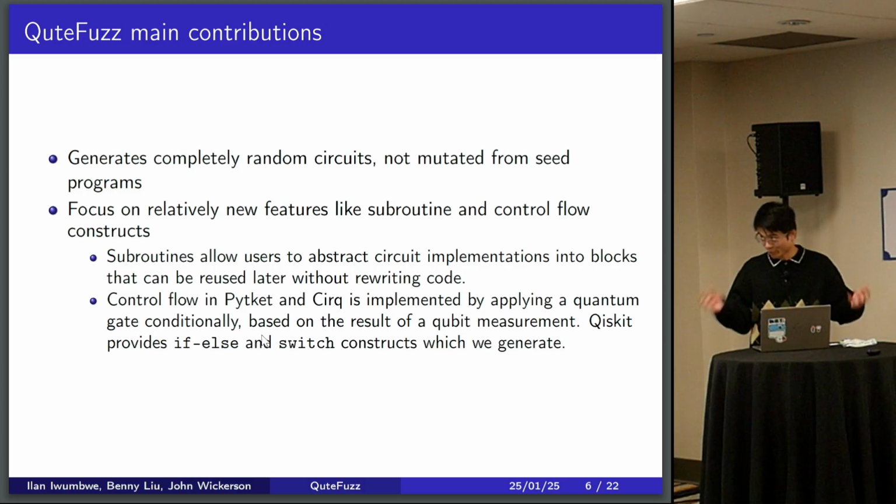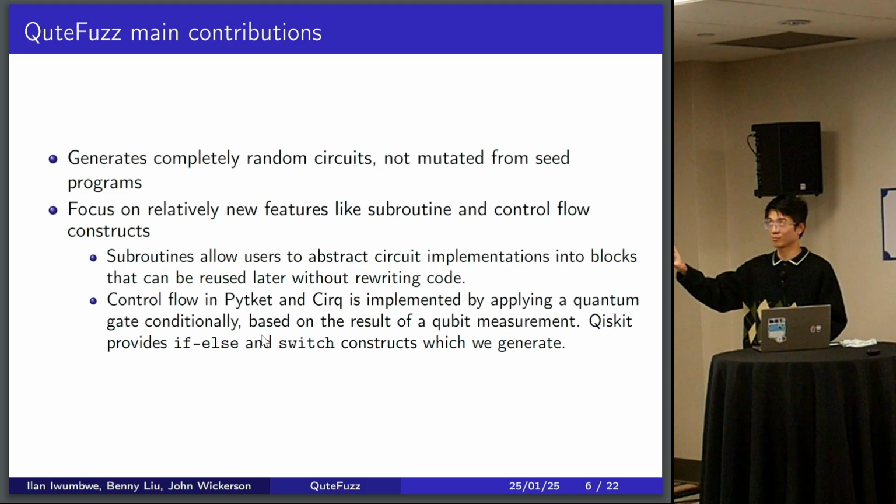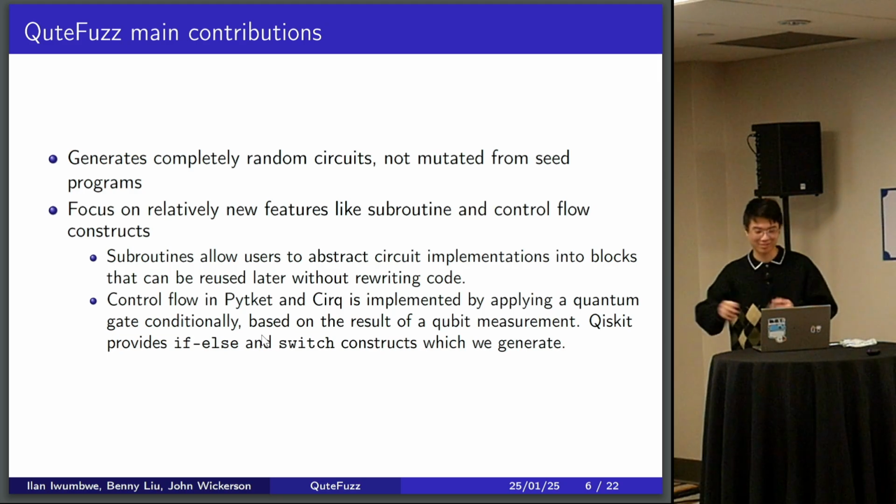Just a quick recap. Subroutines are basically groups of gates that you can just add to a higher-level circuit, so you don't need to rewrite some code. That's as far as I understand. And control flow is, as explained earlier, if you measure a qubit and it gives you some result, it will append some gate, or else it's something else.